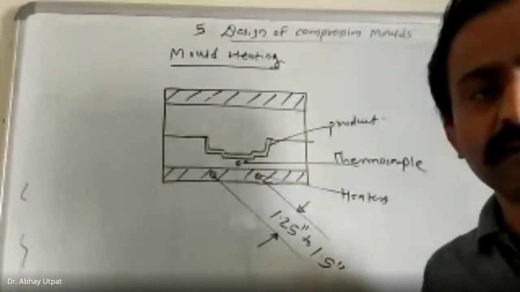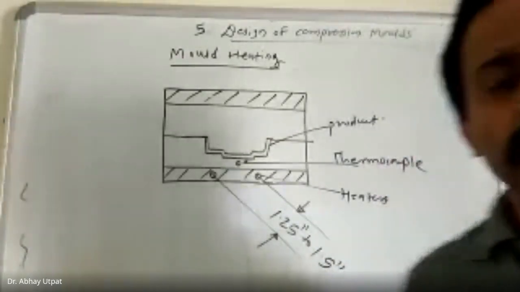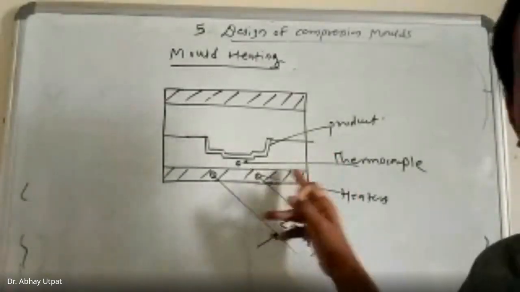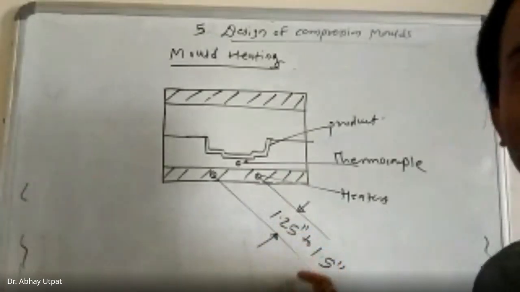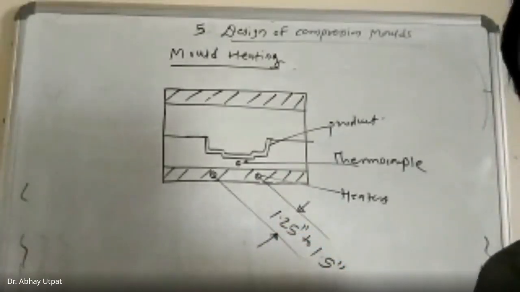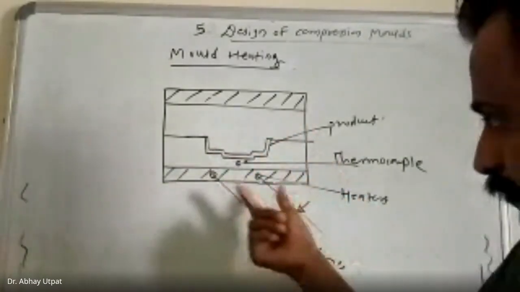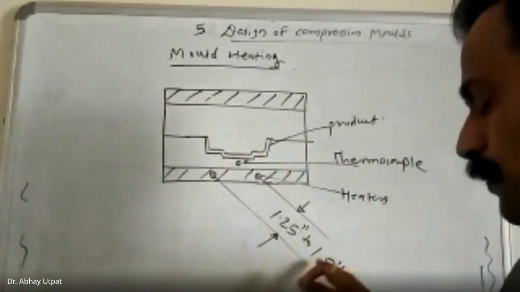What is the requirement as per the standard? As per the standard requirement, the distance between thermocouple and heater should be maintained at 1.25 inch to 1.5 inch. I repeat once again. This distance may also be the same. 1.25 inch to 1.5 inch.